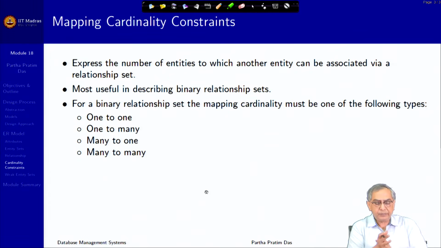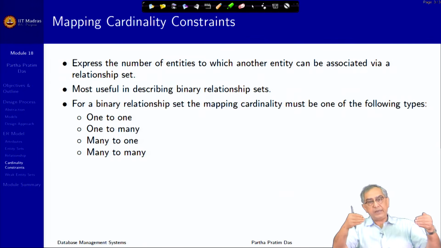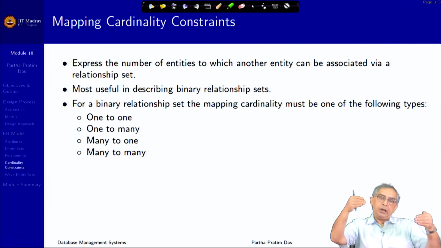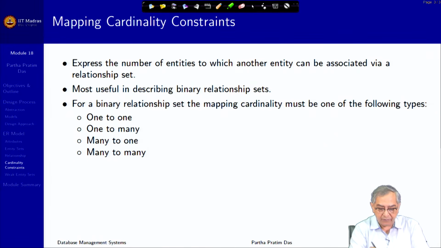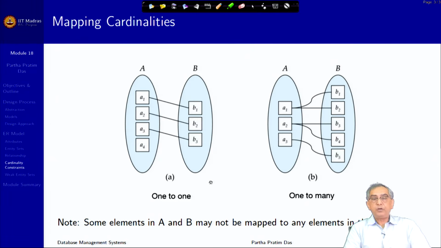Now, there are certain cardinality constraints based on how many entities in one entity set in the relationship are connected to how many entities in the other entity set, and there are different forms. Let us go one by one. So, the first type is one to one, which says that every entity in set A is connected to exactly one entity in set B.